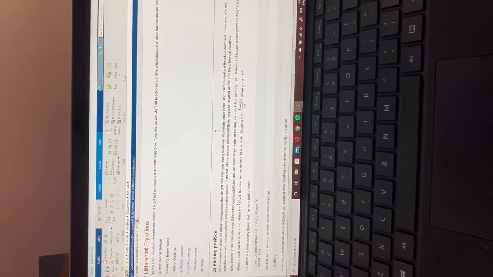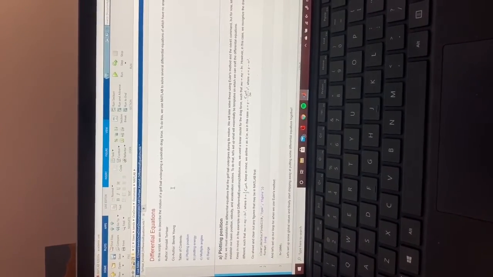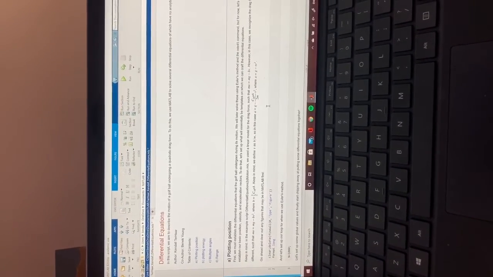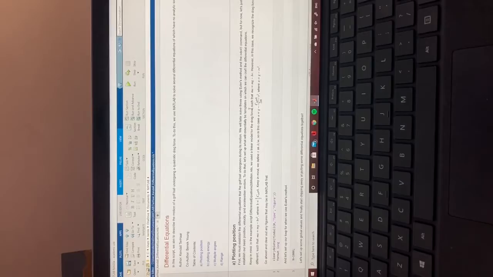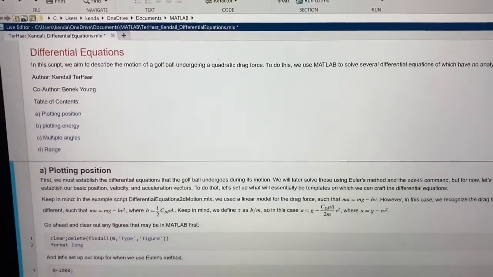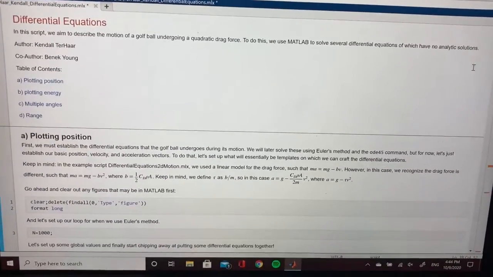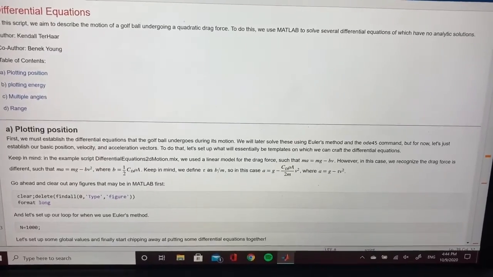All right, so last little video here. I just wanted to show you guys this MATLAB document. I would have shown you this much easier had I been able to record on my computer, but here we are. So this is my differential equations document. This is what I used for my lab last week. So this is entirely original. I did this all myself, just tooting my own horn.